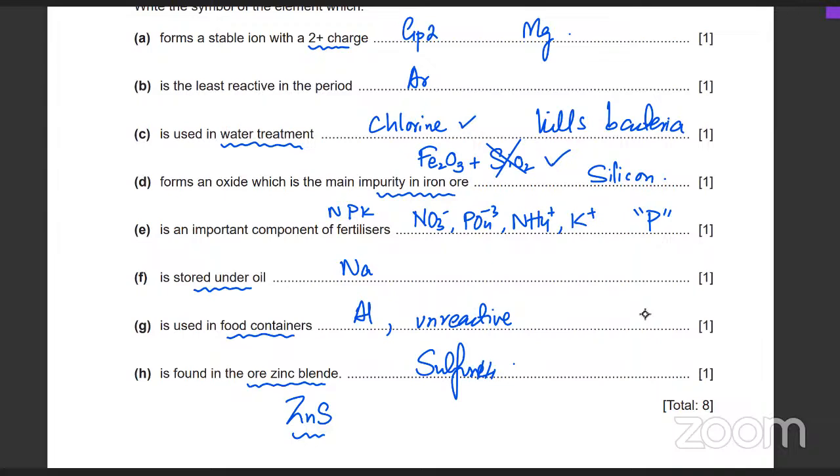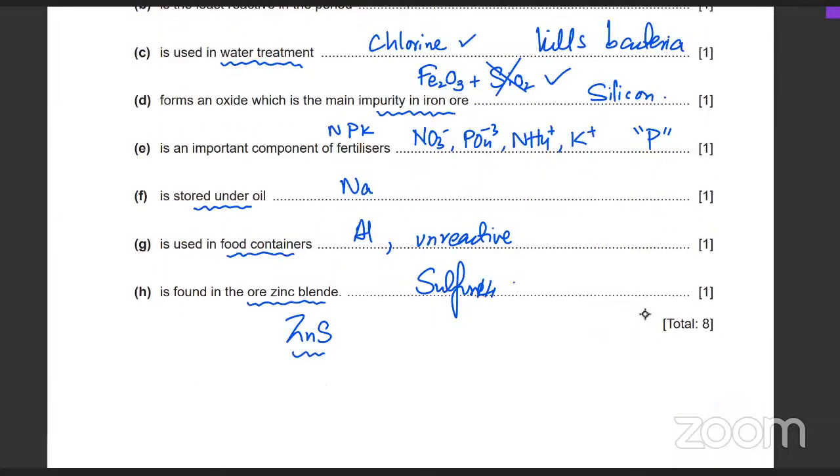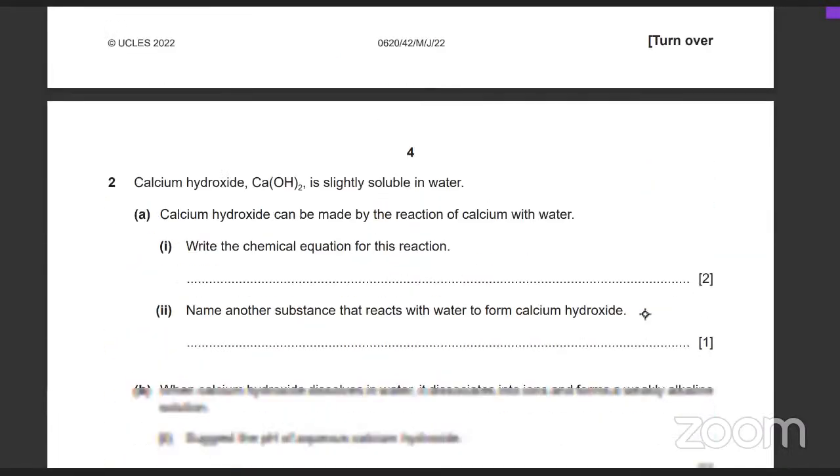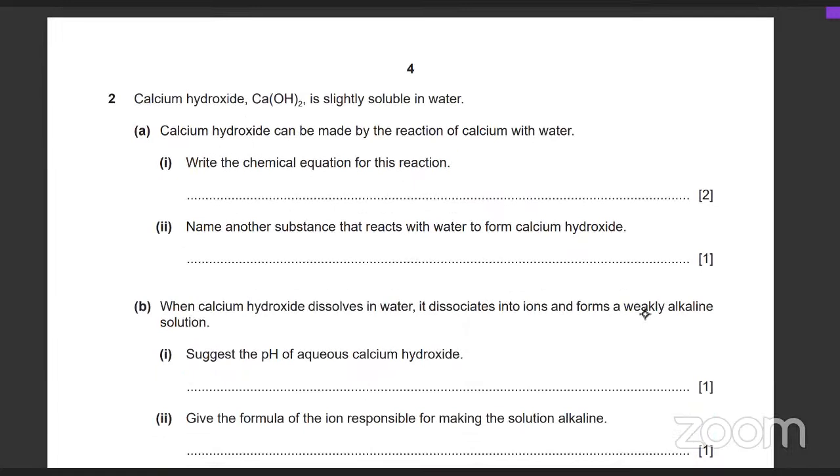अच्छा, फिर next one is के next question. You've got, so the next question is calcium hydroxide is slightly soluble in water. ठीक है, so it dissolves very slightly. Can be made by the reaction of calcium with water. Write a chemical equation. तो उससे calcium with water, and you get calcium hydroxide.